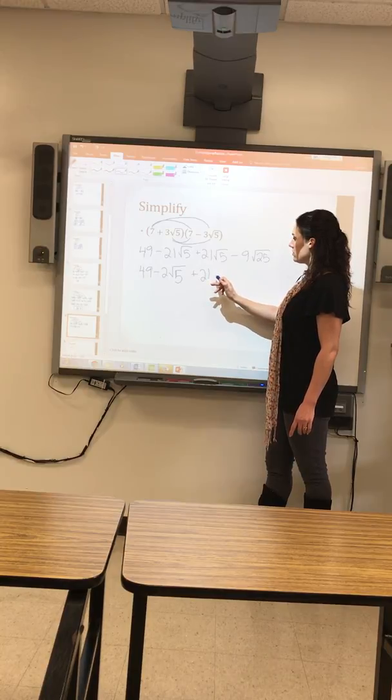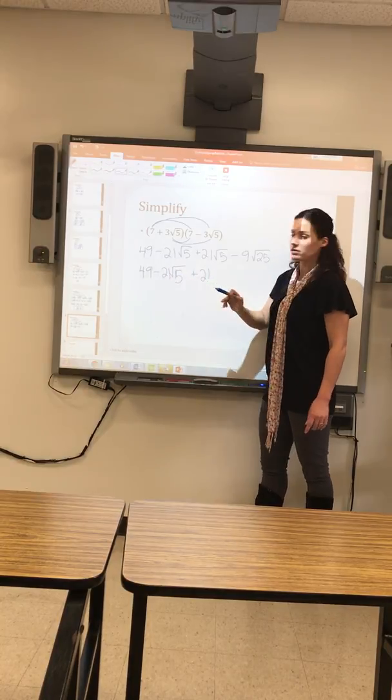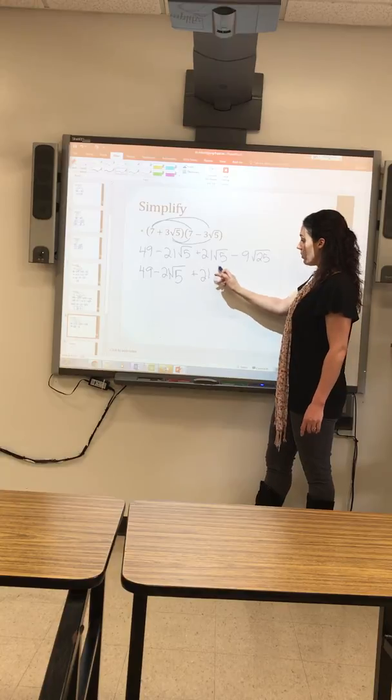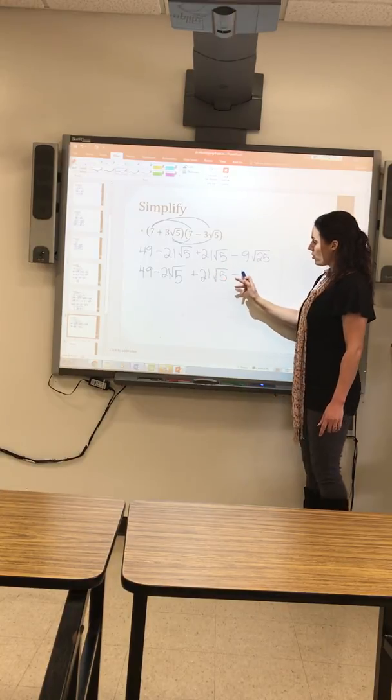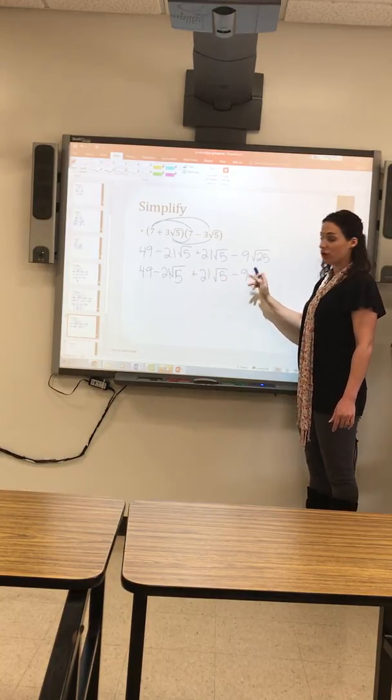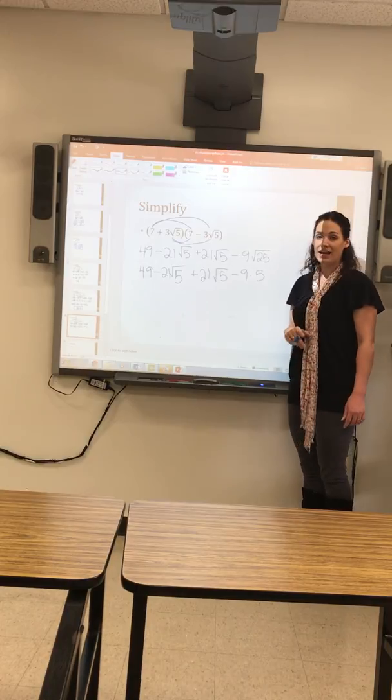Oh, there's supposed to be a 1 there. 21 square root 5 plus 21 square root 5. This is going to become minus 9, and then square root of 25 is just 5. So that becomes 9 times 5.